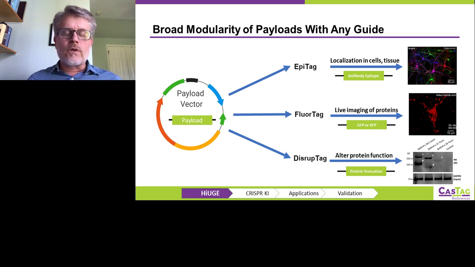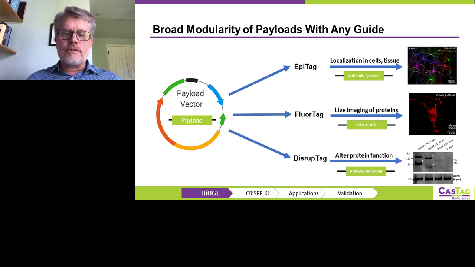We also have FluorTag. This can insert larger payloads, for instance, green fluorescent protein or red fluorescent protein, so that not only can you localize your proteins, but you can also follow them in real time to image their dynamics as they exist in the cell. And then finally, the third payload vector marketed by CASTag is called DisrupTag.